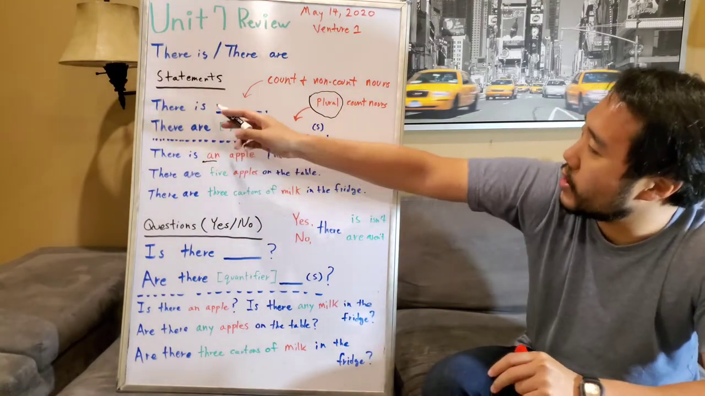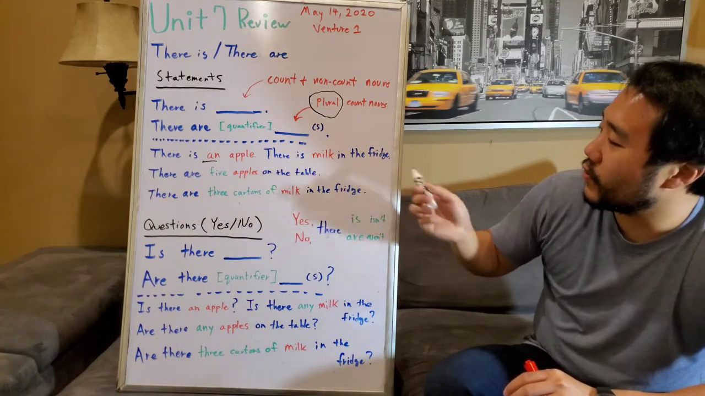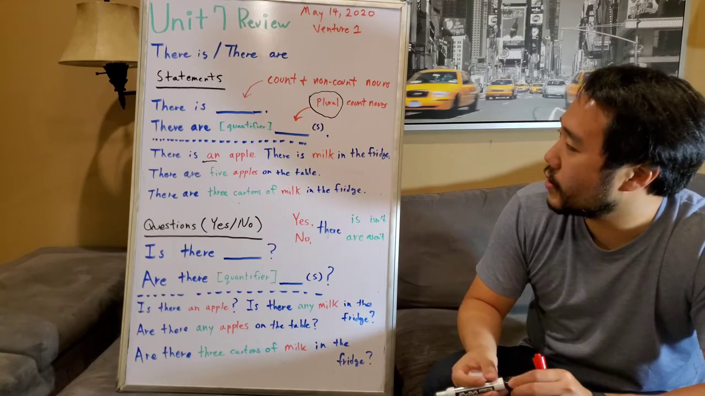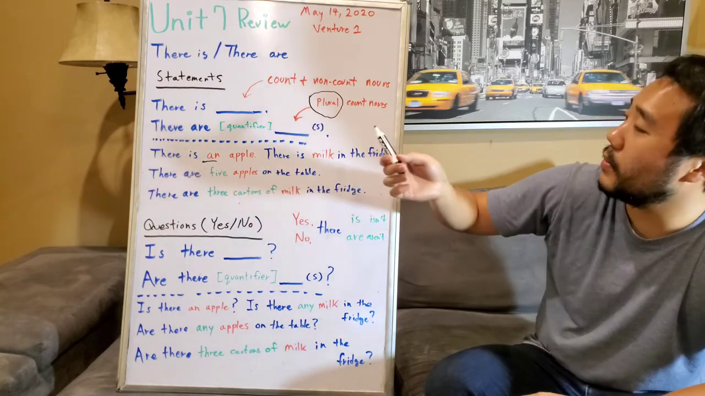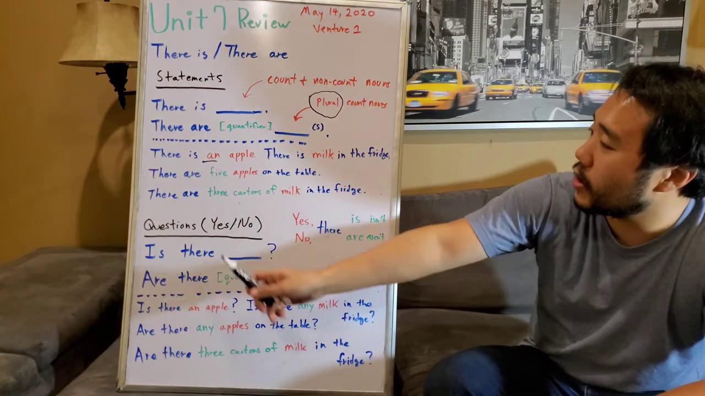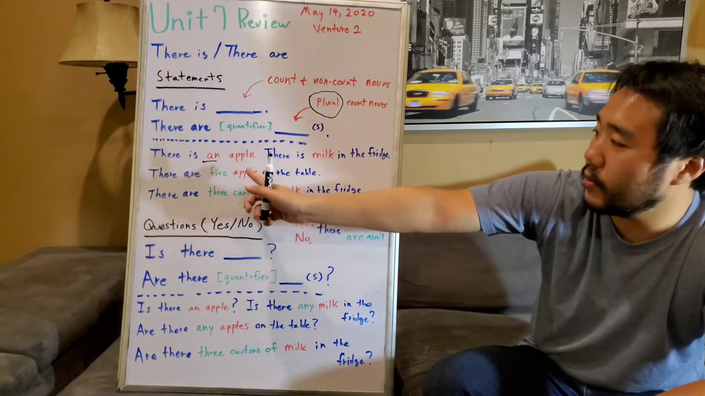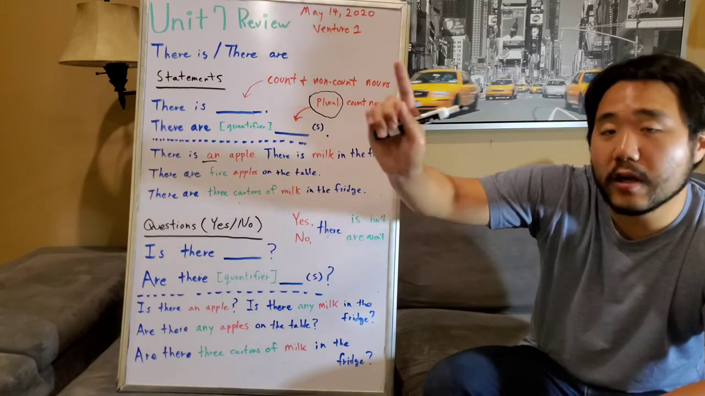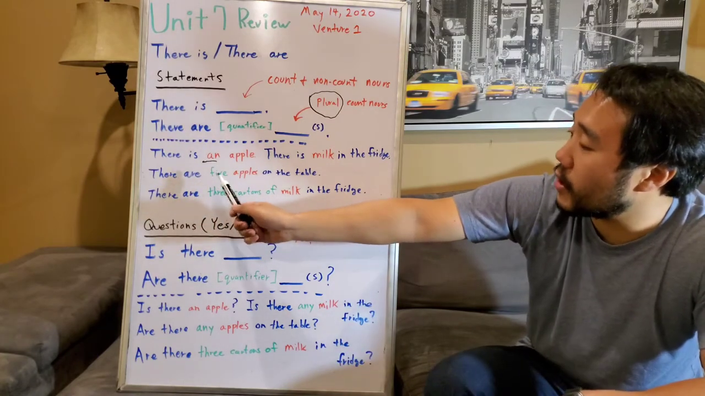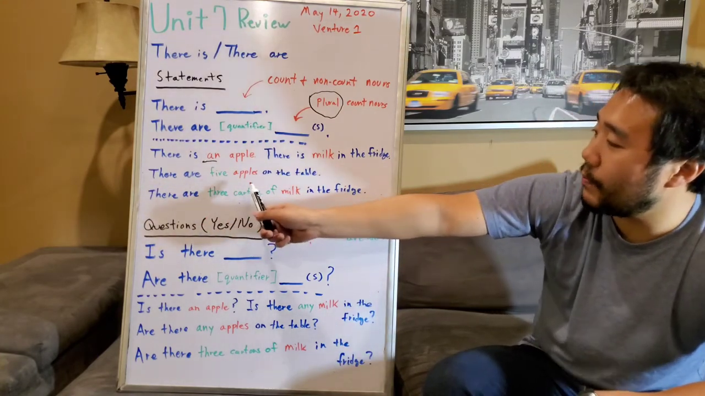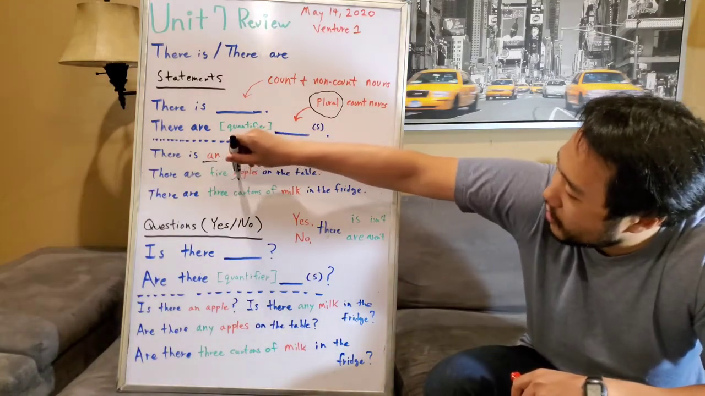And then we can use there is for non-count nouns as well. So here we have there is milk in the fridge. There is milk in the fridge. For there are, with a quantifier, we can have plural count nouns. So here, the singular form is apple. And then plural, you need to add a letter S. So here we have there are, quantifier here, I'm gonna use 5. So there are 5 apples on the table. So this count noun has to be in plural form.